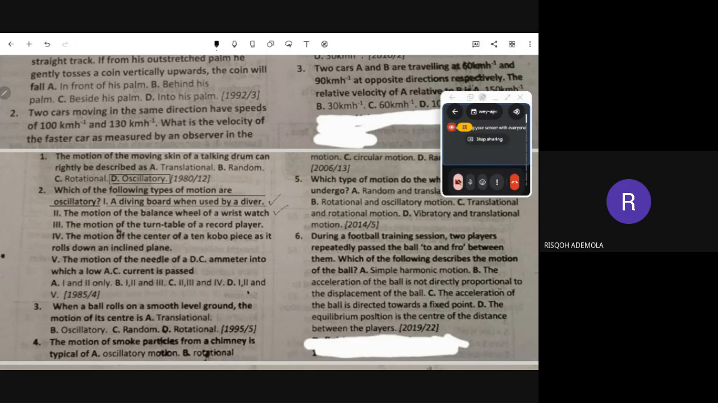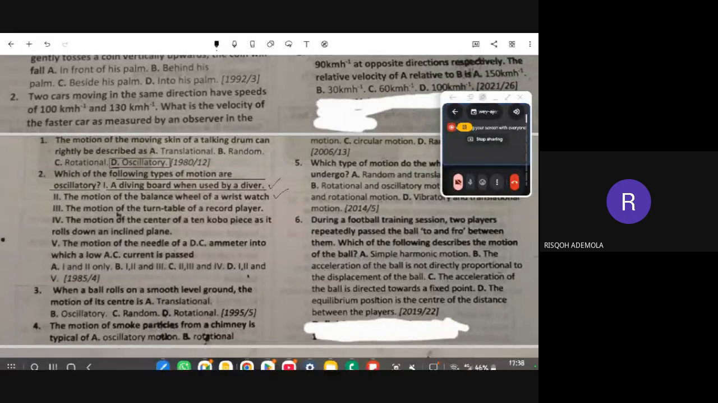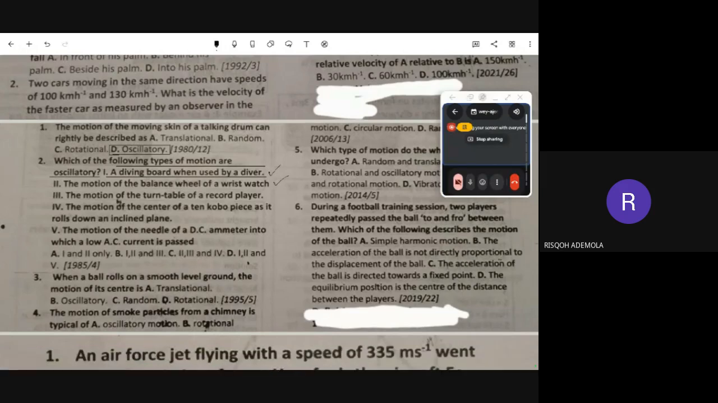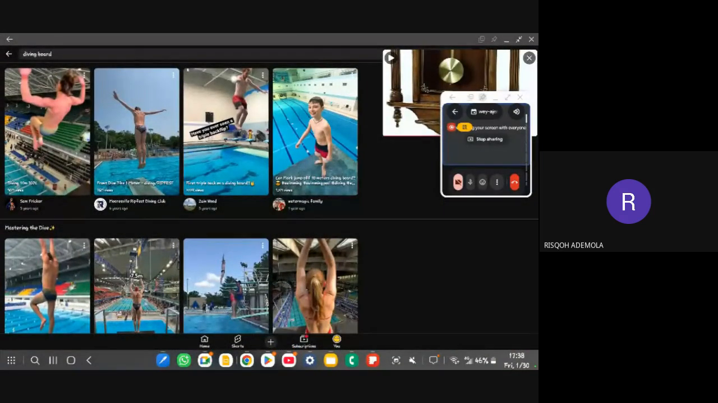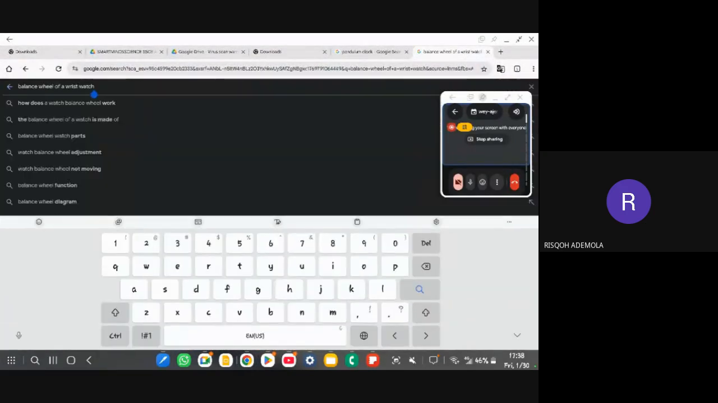The motion of the turntable of a record player. If you know Walkman, I don't even believe you. I don't think you guys will know Walkman. But let's go to YouTube and check turntable of a record player. Okay, let's just come to Chrome. Turntable of a record player. Or maybe we have a DJ in the house.